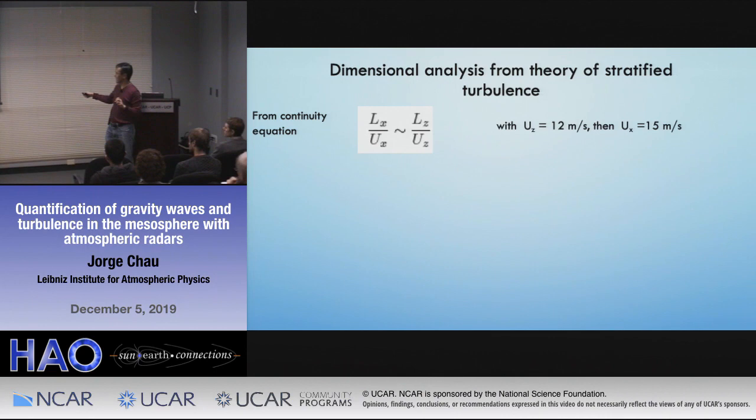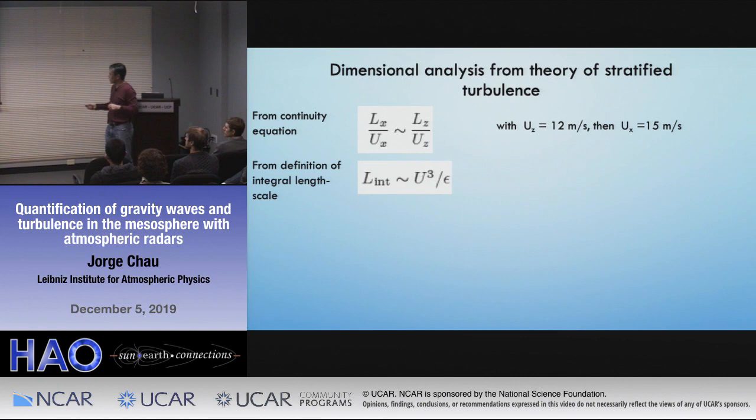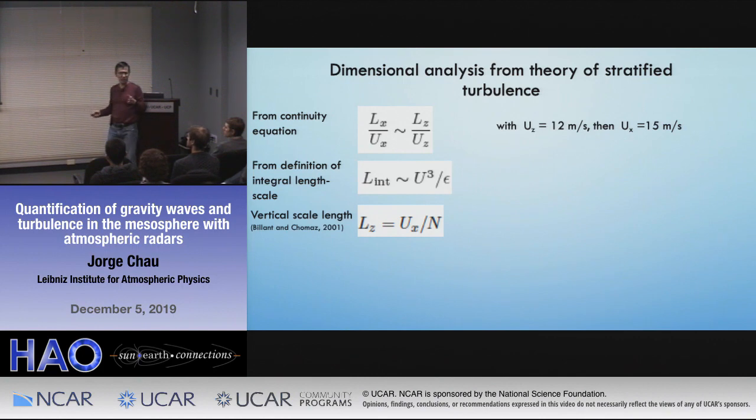By doing that, I get an RMS zonal velocity of 50 meters per second. Not the mean, but the turbulent velocity inside the billow, in the zonal direction. Then from the definition of integral length, I have Lx, I have Ux, I can get epsilon. And this epsilon is close to a watt per kilogram for the parameters that we have.